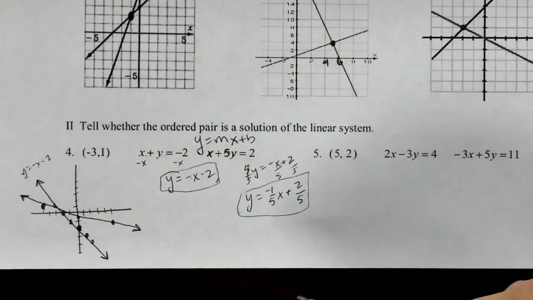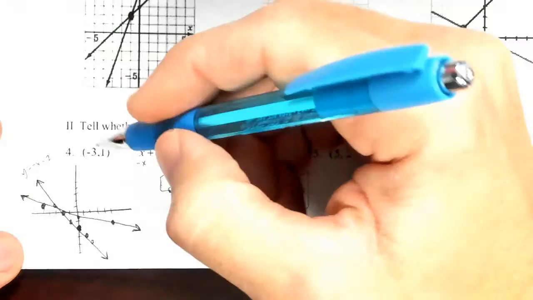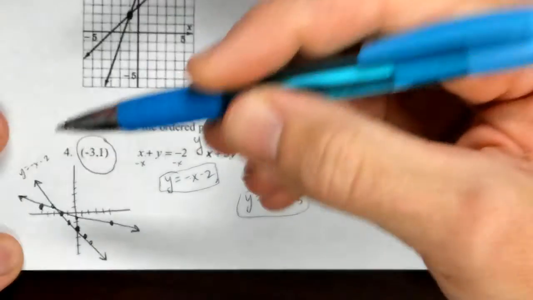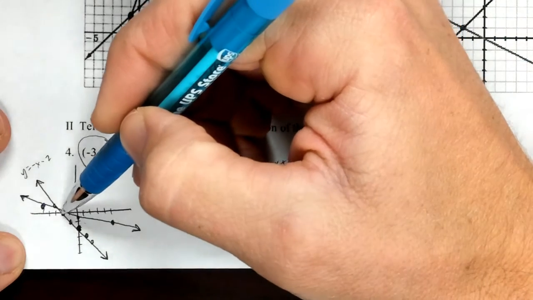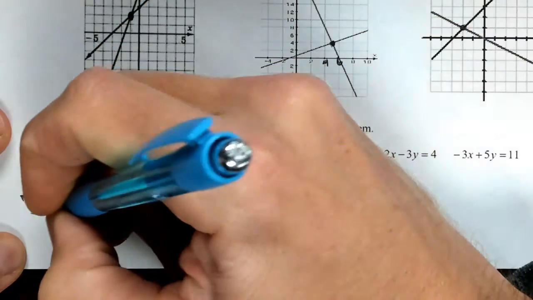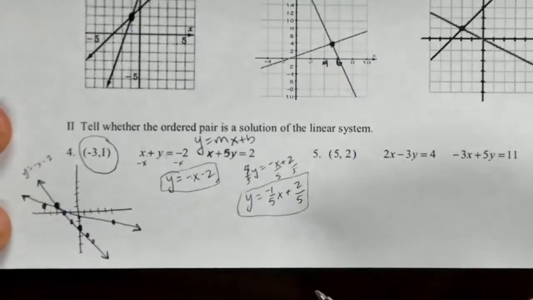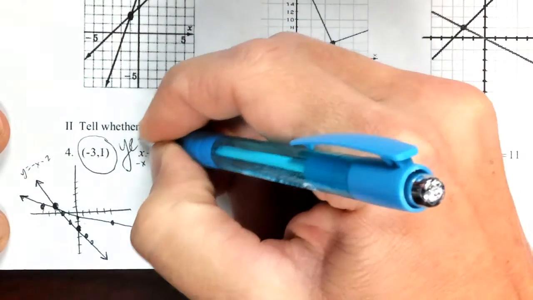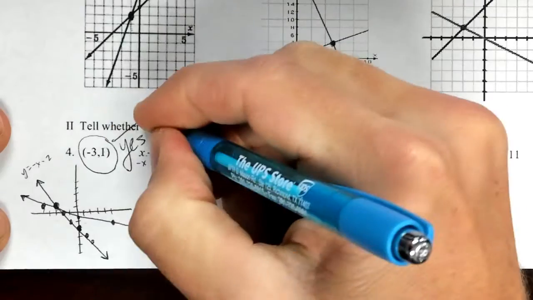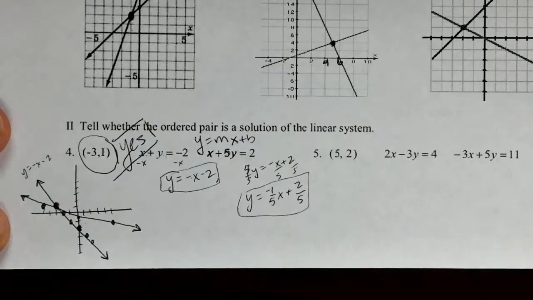So looking at my graph, the question asks, is the point -3, 1 a solution? So let's look where -3, 1 is. Go over 1, 2, 3, go up 1, that point right there. Is that my point of intersection? Yes or no? Yeah. Okay, so yes it is. So the first way I could do it is by graphing, just like I did.